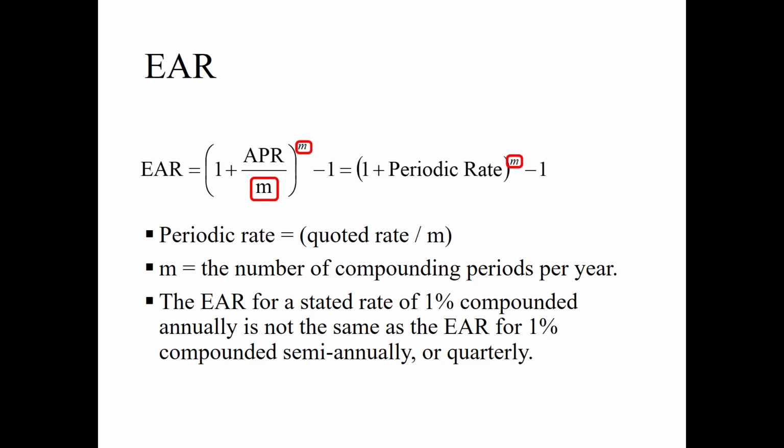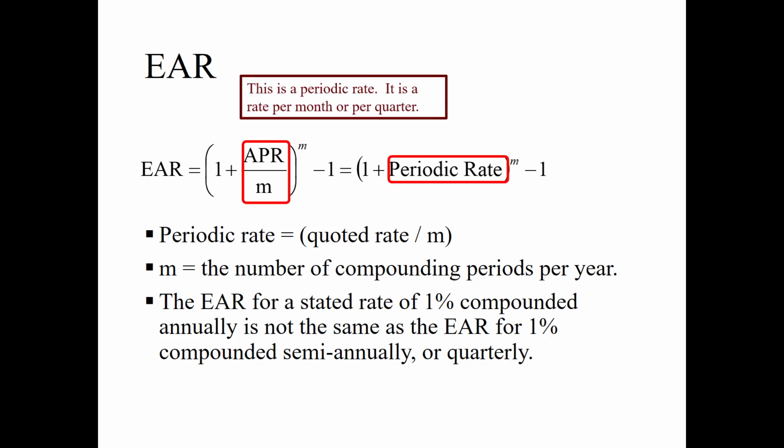Our APR is going to be our annual percentage rate. Our m is the number of compounding periods per year. So for example, if we earned or paid interest on a monthly basis, m would be equal to 12. If it were daily, it would be 365. And you'll notice that our APR divided by m is going to be equal to our periodic rate. So if we look at the substitution in these two equations, we'll see that APR divided by our number of compounding periods per year is equal to our periodic rate.